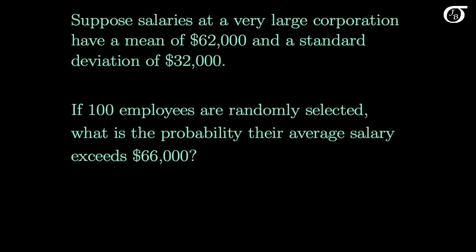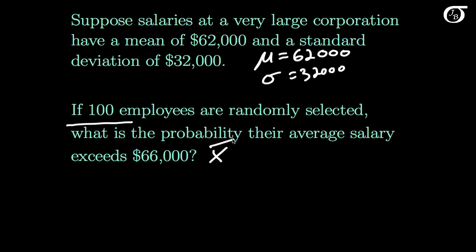But suppose we change the question a little bit. We still have the same premise in that we're sampling from a population with a mean of 62,000 and a standard deviation of 32,000. And here it changes to: if 100 employees are randomly selected, what is the probability their average salary exceeds $66,000? And we're going to let x bar represent the average salary of those 100 employees. And we want to know the probability that x bar takes on a value greater than $66,000.